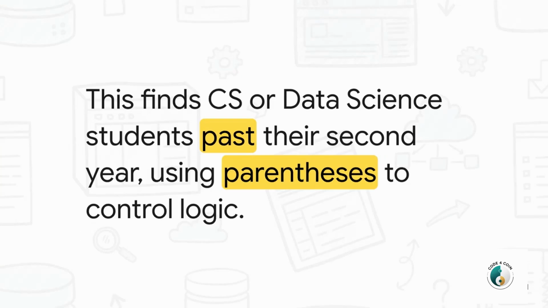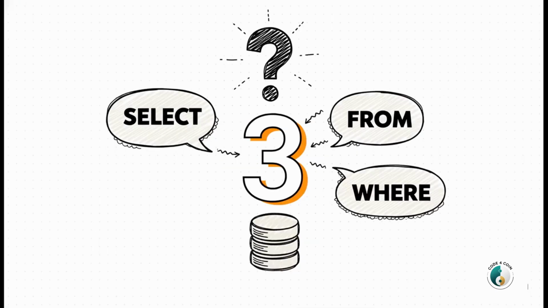So let's look at an example. This complete query is set up to find students who are in either computer science or data science, and who are also past their second year. The key here is using those parentheses to group the or condition, making sure the logic is evaluated exactly how we want it. And there you have it, with just these three keywords: select, from, and where.